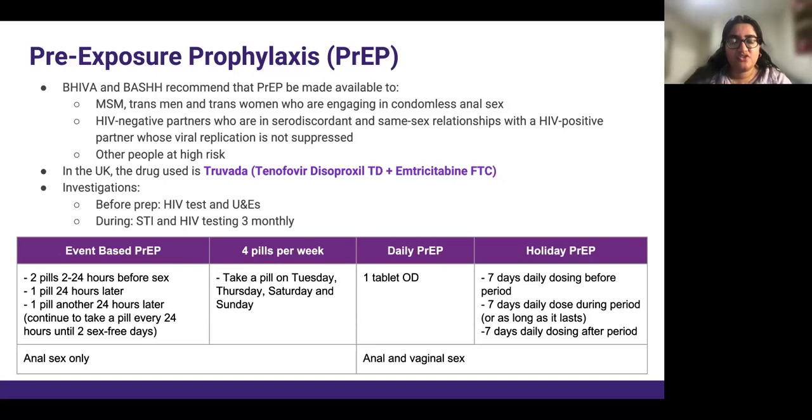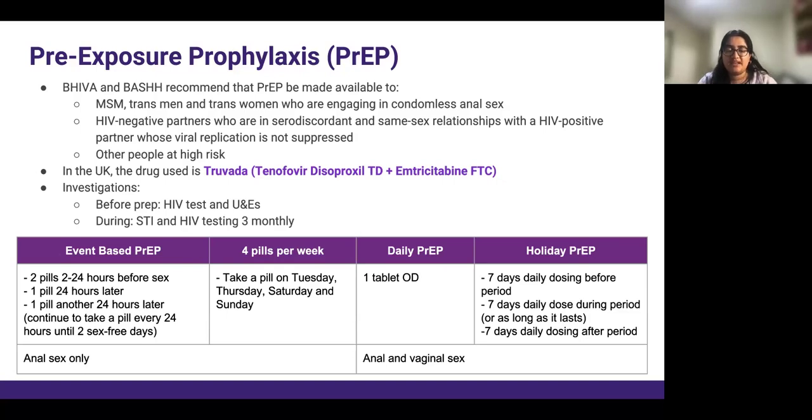So in the UK, the drug used is Truvada, which is a combination of two drugs, basically two anti-ARTs. And you'd want to do some investigations before. So you'd obviously want to check if they have HIV before you do give them PrEP. And you'd also want to look at user needs because Truvada can affect that. And then when they're taking PrEP, they could be taking it for a period of time as well. So you'd want to make sure that you promote STI and HIV testing every 3 months to make sure that they haven't contracted it regardless of taking PrEP.